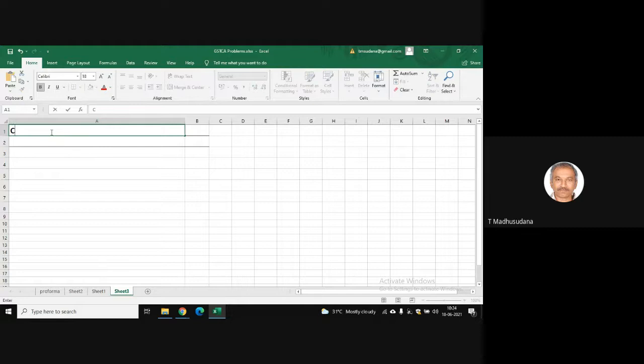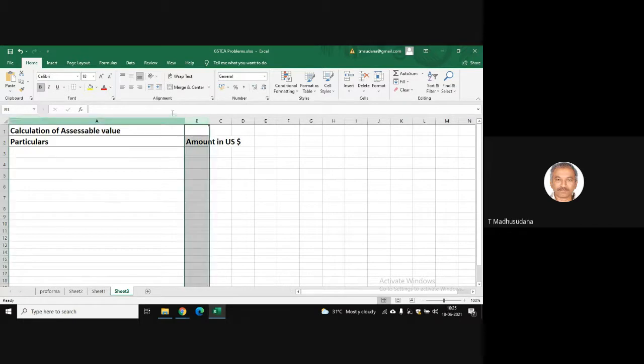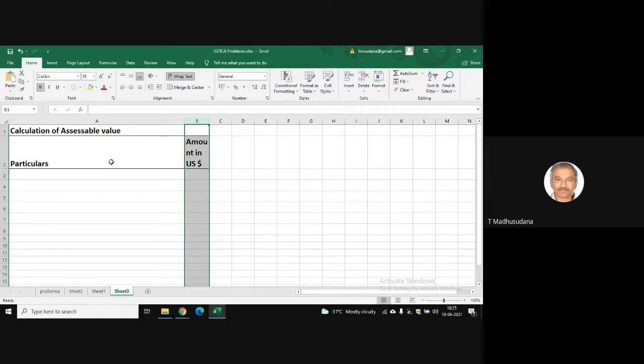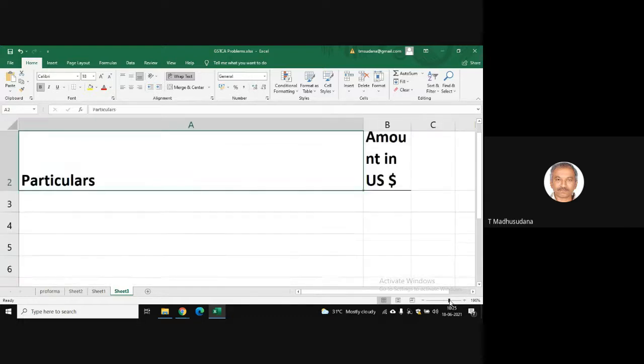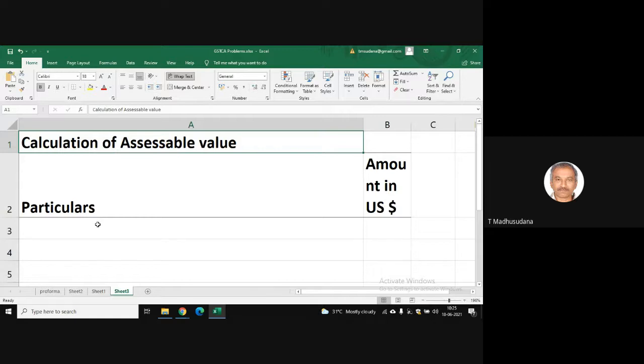Calculation of assessable value. Heading: particulars, and amount in US dollars.